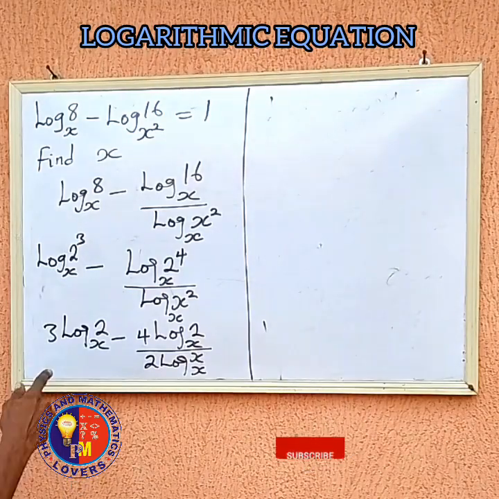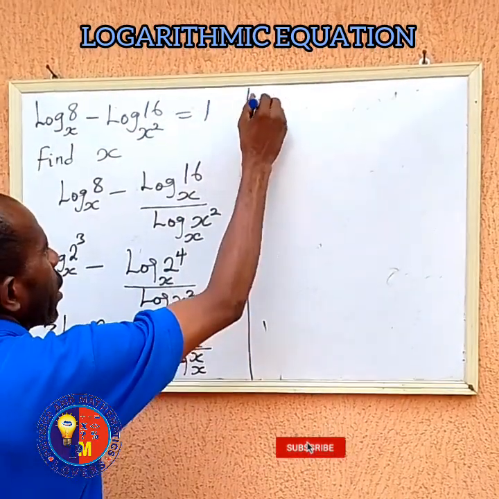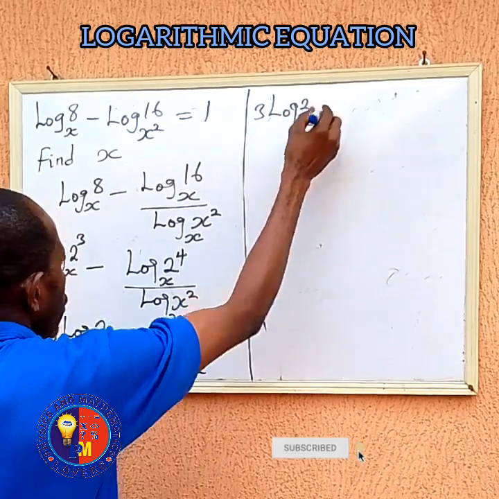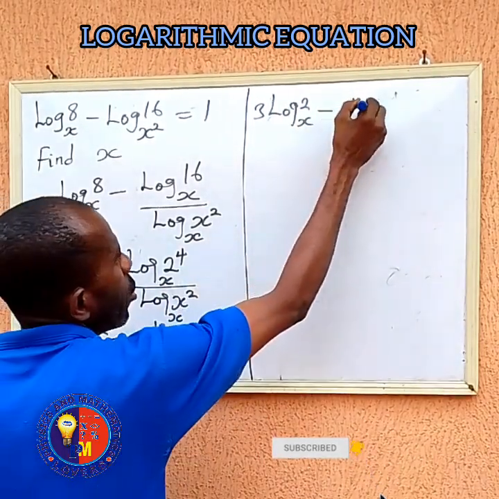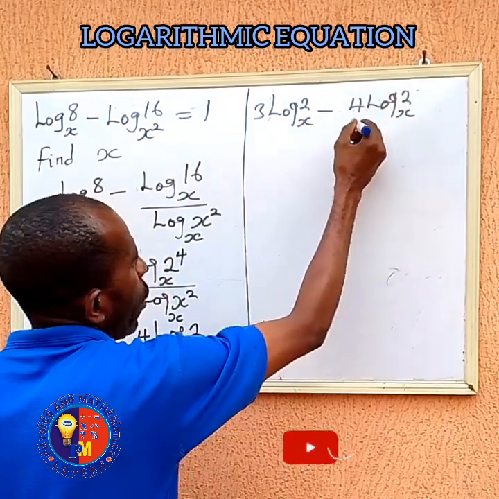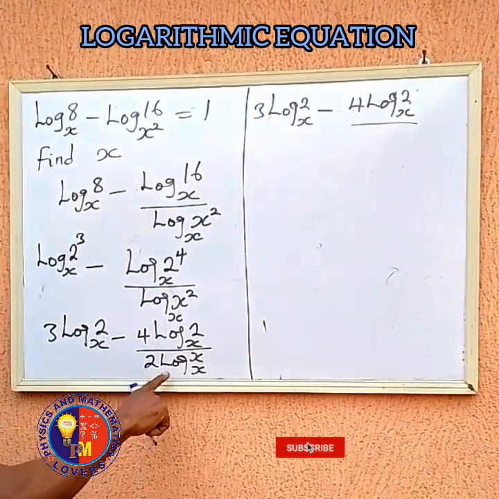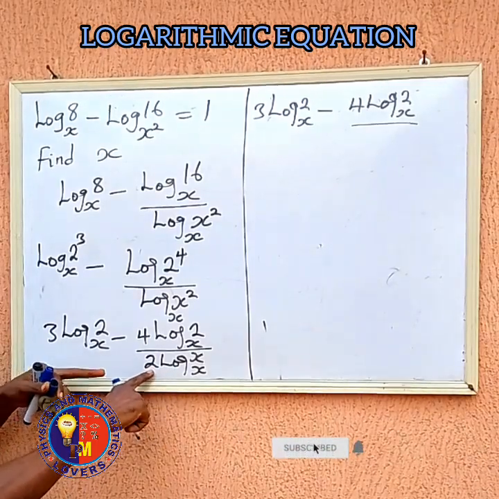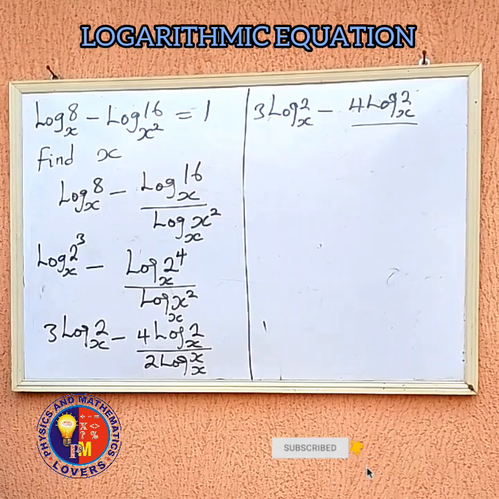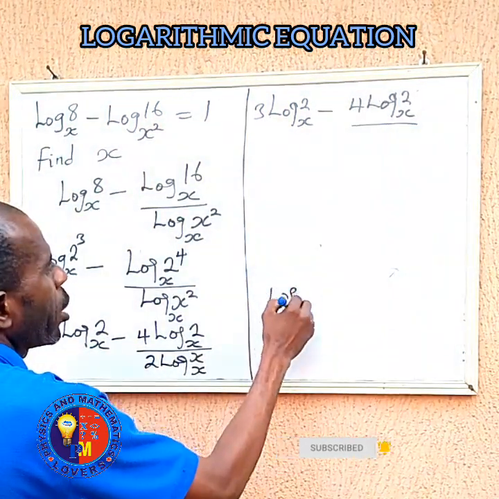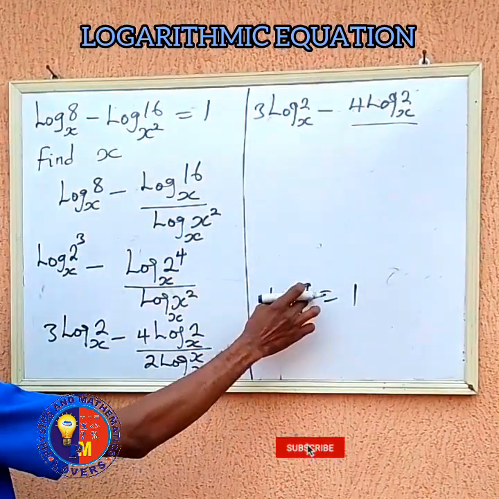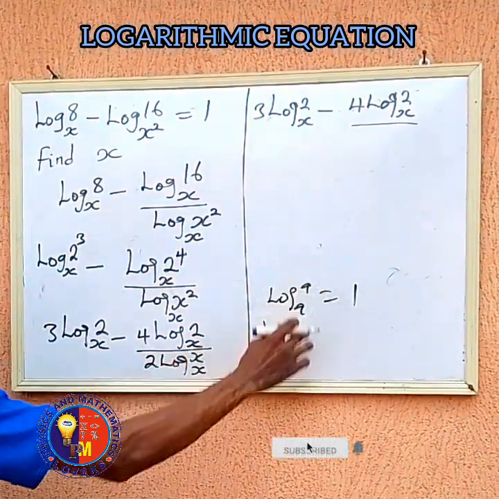Yeah, bring this down. We're having 3 log 2 to base x, then minus 4 log 2 to base x, all over... If you notice something here, we're having 2 here, and here. Log of any number to that same number as the base: let's say, for example, log a to base a is equal to 1. So in logarithm, when we have the log of a number to the base of that same number, it's equal to 1.